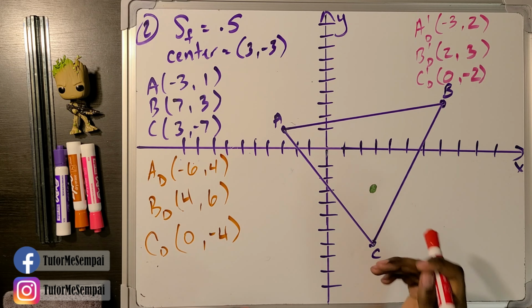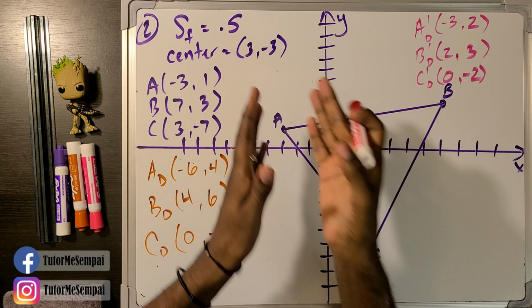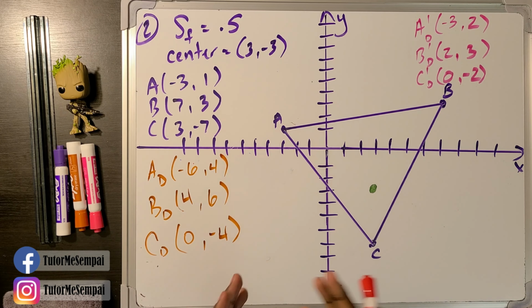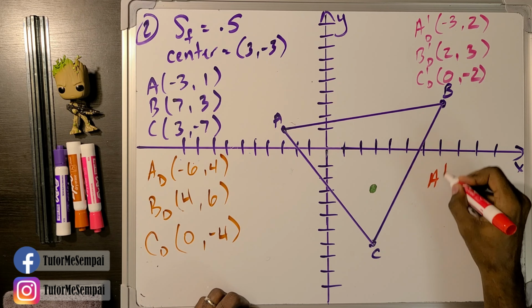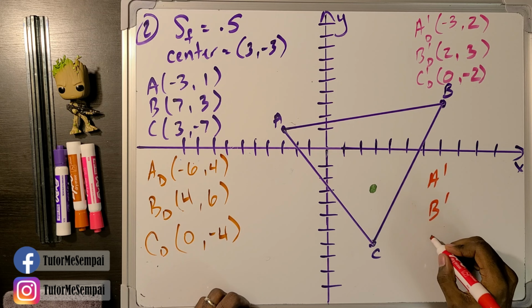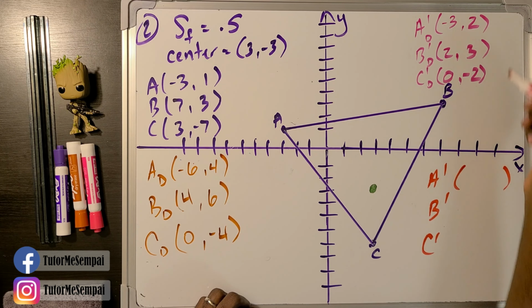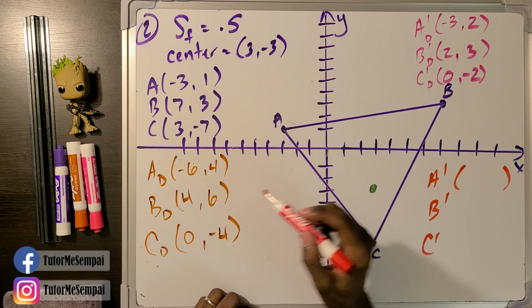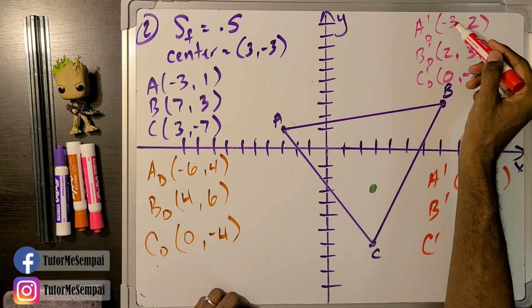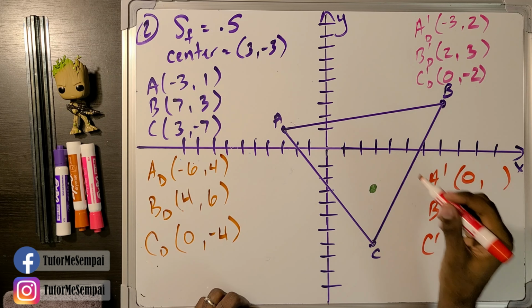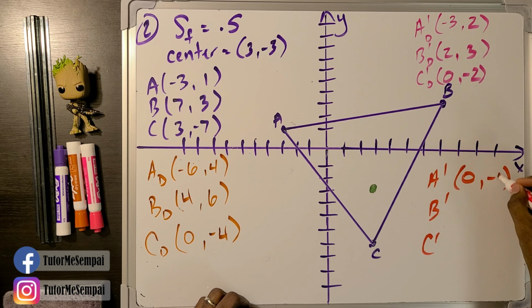So now that we found the distance that our A prime, B prime, and C prime are going to be from our center point, let's add these back to our center to figure out what our A prime, B prime, and C prime actually are. Well, A prime is going to be what? If you were to add this distance to the center, you're going to cancel out that X, so you're going to be at 0, and you're going to have a -1.